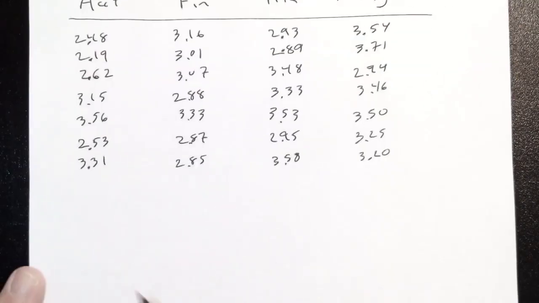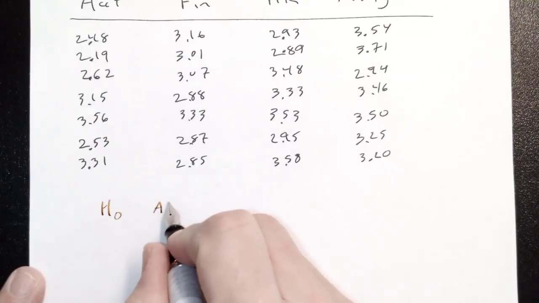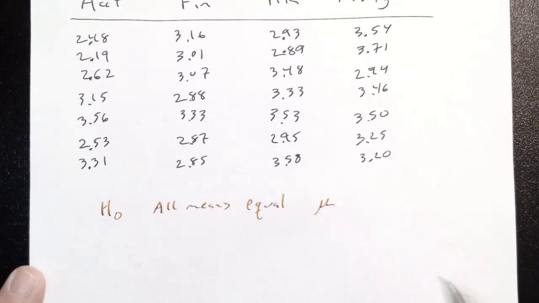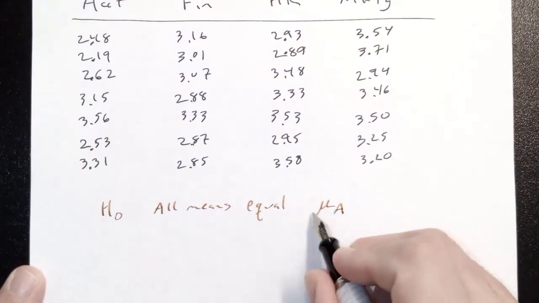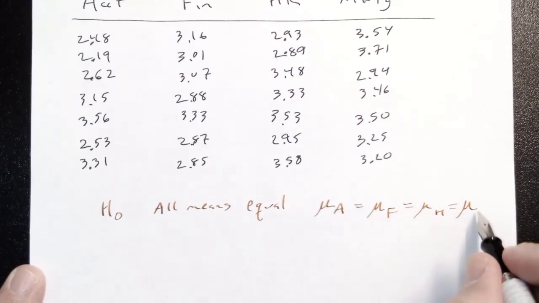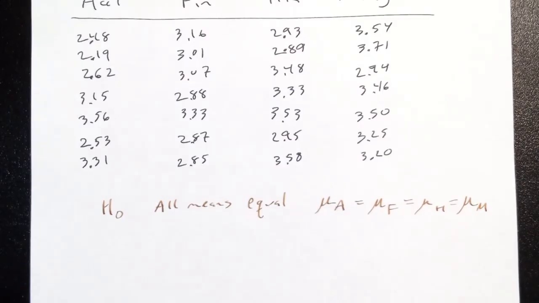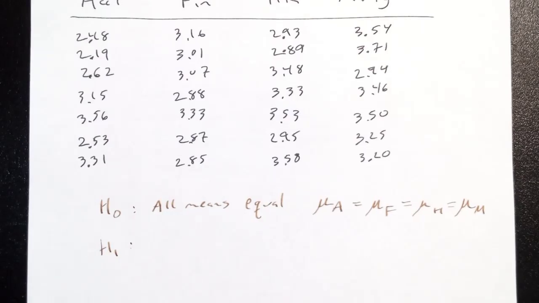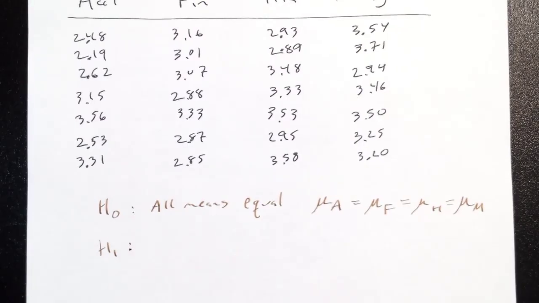Mike? Right. And so we could write them however we want. The mean for accounting is the same as the mean for finance, is the same as the mean for HR, is the same as the mean for marketing. And then my alternate hypothesis is at least one difference.